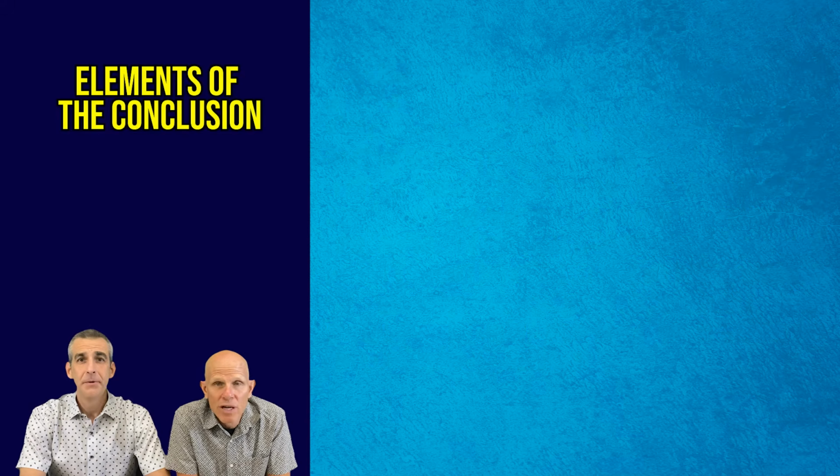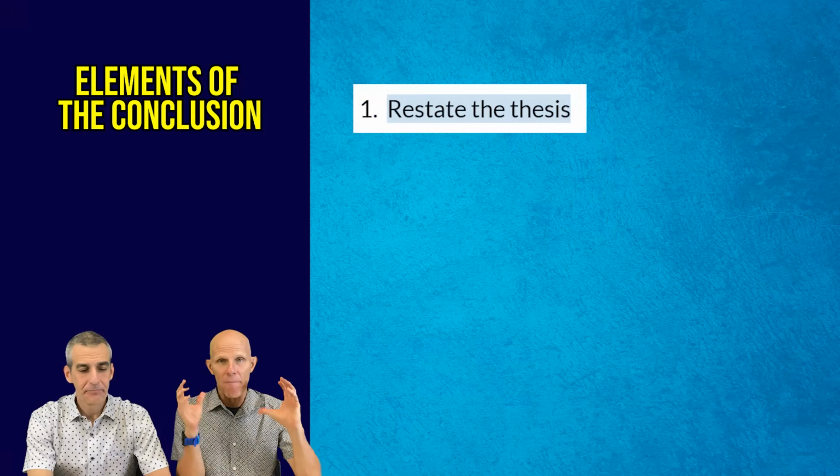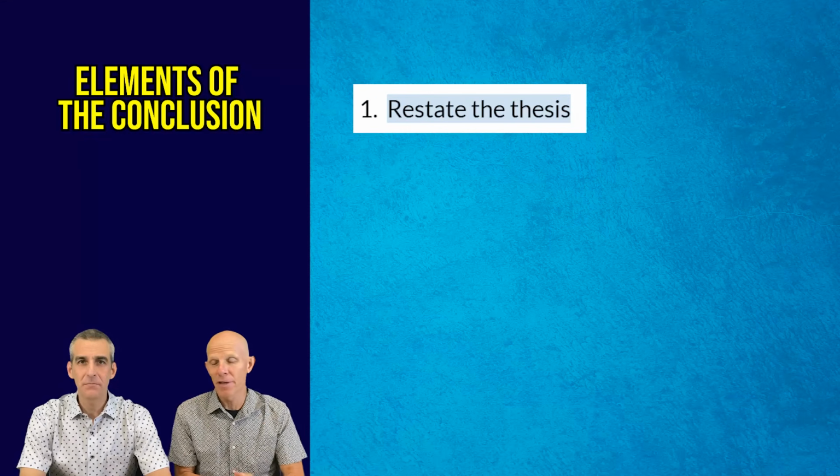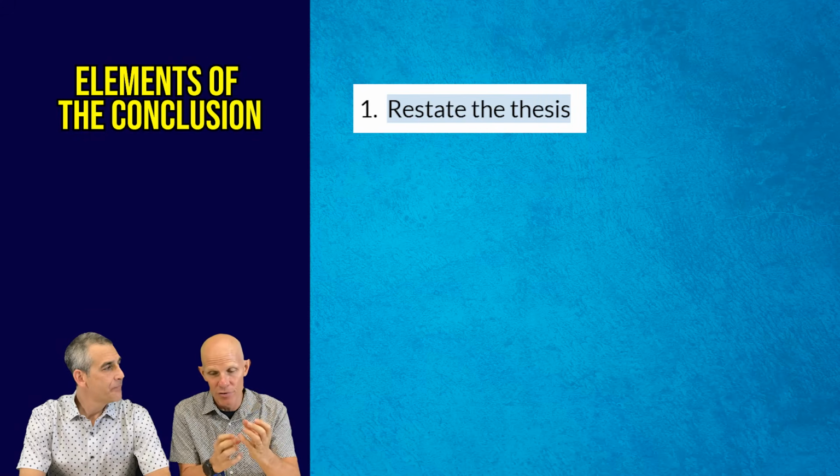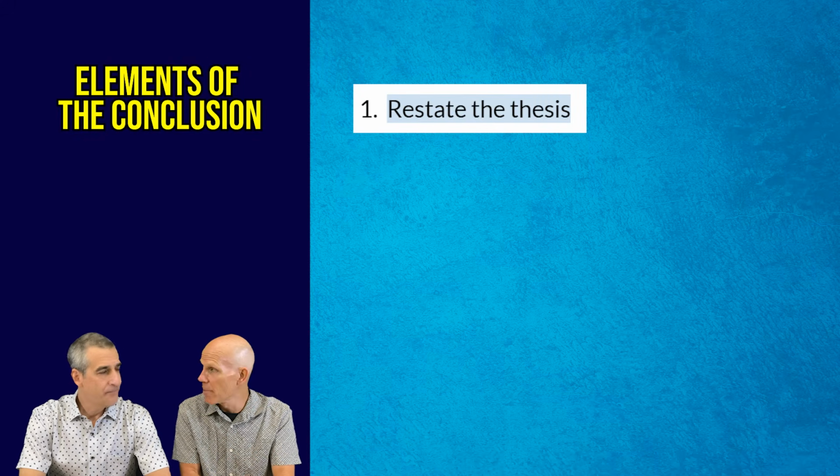I think we need to restate our thesis. We're thinking about our main argument. We're probably thinking about, in this case, how the authors are using literature to criticize society and oppression. So we're thinking about the main claim in that thesis.